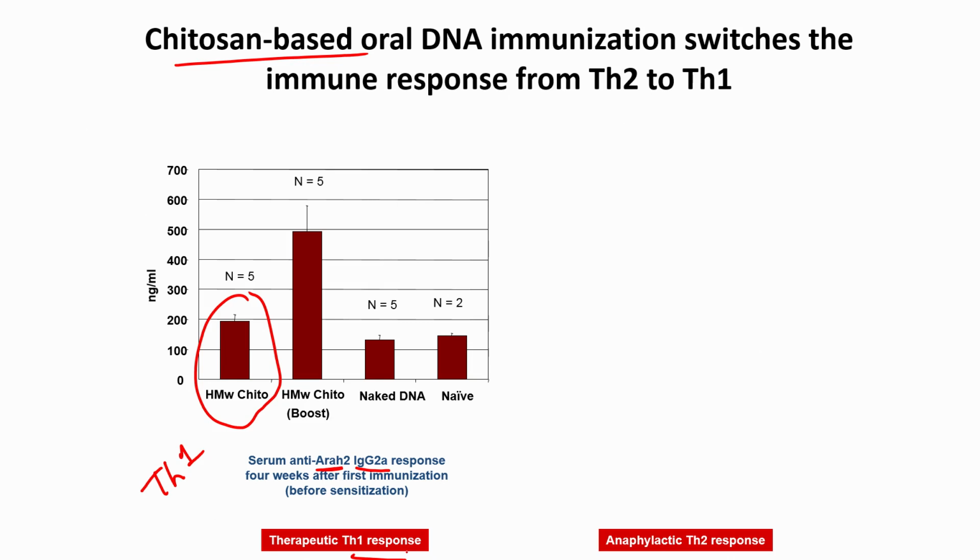So, what you see is you get a lot more Ig2A when you do the booster dose compared to if you just give a naked DNA or naive animals. So, naive animals are obviously not treated with anything, they were directly challenged. And so, that is for the Th1 measured through the Ig2A response.